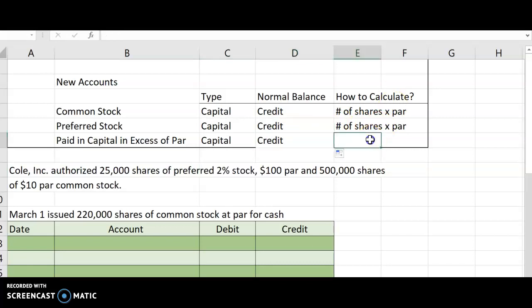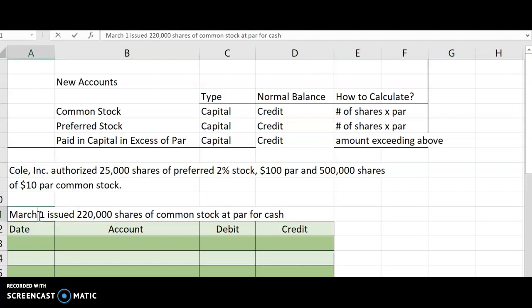The paid in capital account is whatever amount you got in excess of the number of shares times par. So we could just say amount exceeding par. If you got more money than the number of shares times par, this would go into the paid in capital in excess of par.